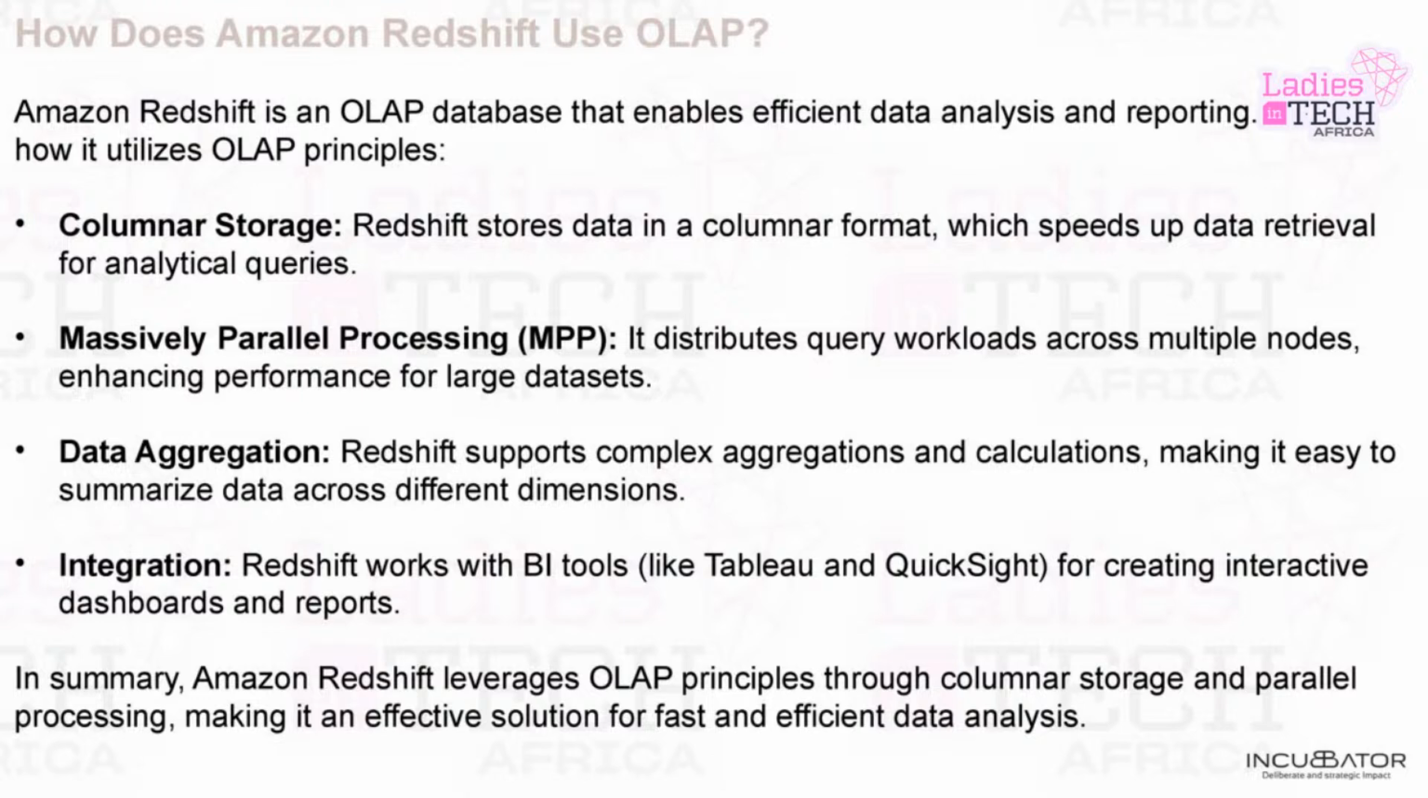Massive parallel processing: it distributes query workloads across multiple nodes. You understand? It enhances performance for large data sets. I decided to pull all this in order for us to have a deep study. So this is how Redshift uses OLAP. In summary, Amazon Redshift leverages OLAP's principles through columnar storage and parallel processing, which makes it an effective solution for fast and efficient data analysis. So let's proceed.